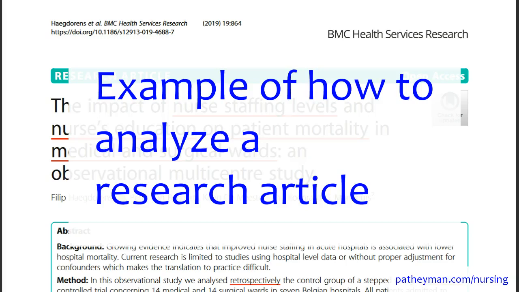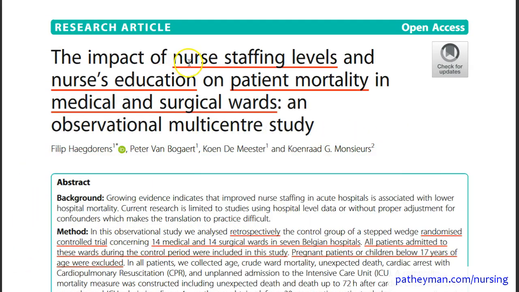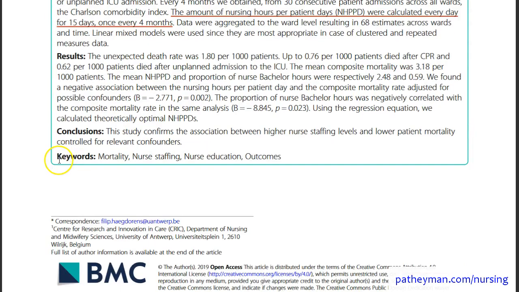In this video, we're going to go through critique number 2 in how to do it and just basically giving you an example of how you can look at an article. So this is the impact of nurse staffing levels and nurses' education on patient mortality in medical and surgical wards, an observational multi-center study. So a couple things about this study, about this first.